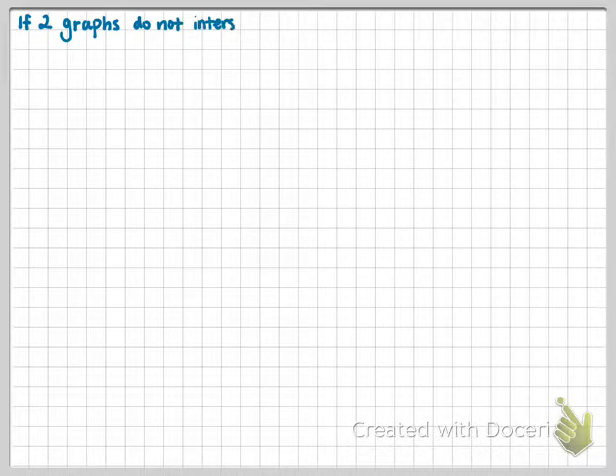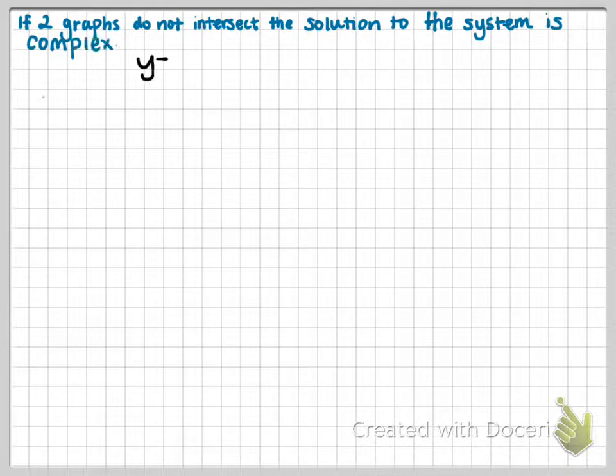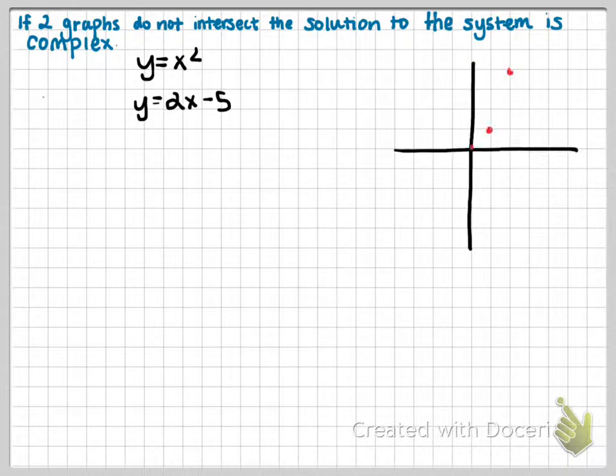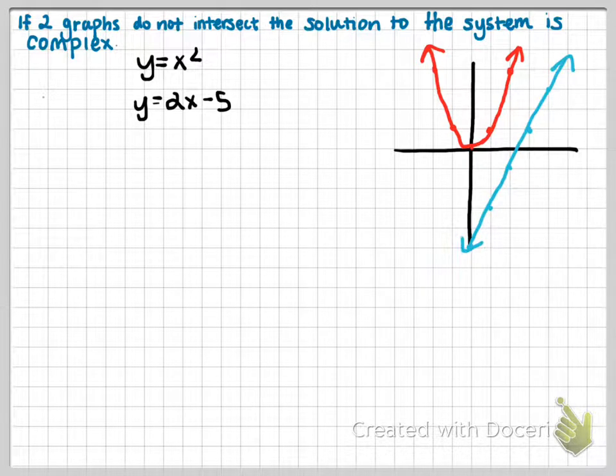The last thing we're going to do before we call it quits on imaginary numbers for today is talk about points of intersection that are complex. So if two graphs don't intersect, then the solution to that system of equations is going to be complex. Just like if we don't have real roots, we're going to have complex roots. Same idea here. If we don't have real points of intersection, we're going to have complex points of intersection.